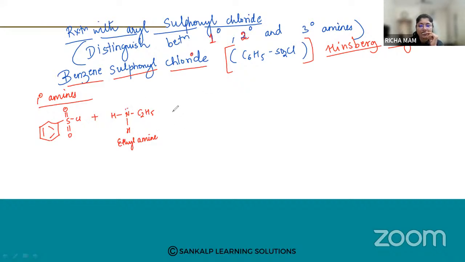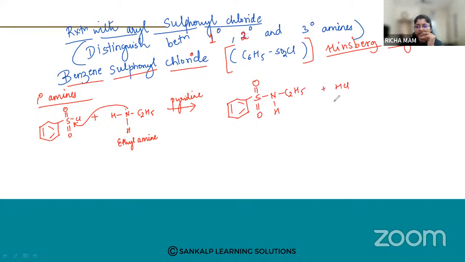What are we going to do now? We are going to react it in the presence of a base like pyridine. One of the hydrogens will be replaced by the sulfonyl group. We are going to get the benzene ring with S double bond O, double bond O. One of the hydrogens is replaced by this whole group, and we get the byproduct HCl.